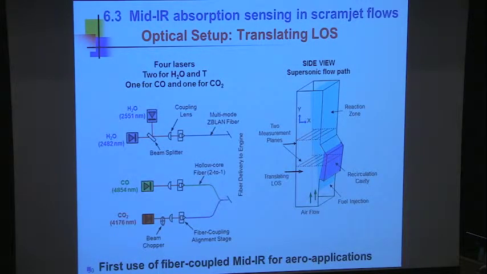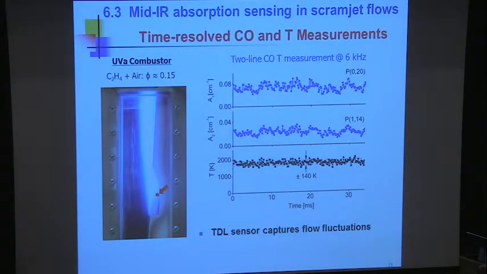So we were doing this with fiber-coupled mid-infrared. There were also some people there using planar laser-induced fluorescence of OH. I'll be talking about that later in the sequence. Basically, we measure temperature. It's a path integral, but we're using two different transitions. We use CO lines at 6 kilohertz. Here's the V equals 0, J of 20, and V equals 1, J of 14. And from that, you can get the temperature.